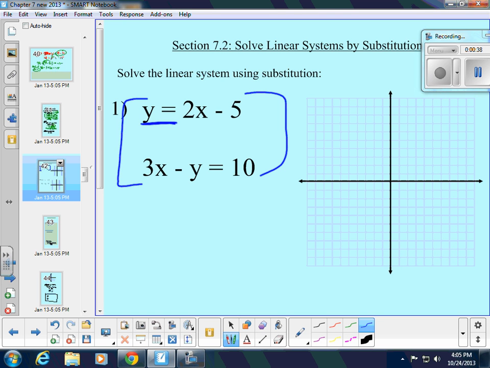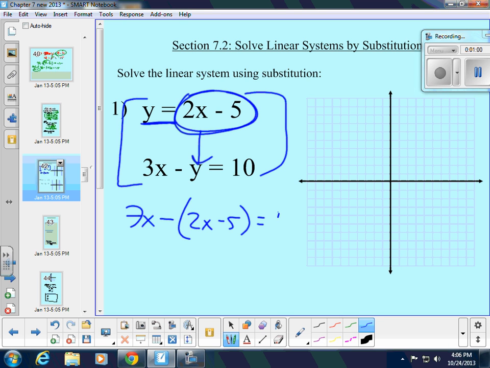It's already solved for a variable, y equals, and then this expression over here for the first equation in the system. So what I can do is I can substitute 2x minus 5 in for y into the second equation. I'm going to rewrite it and see what it looks like now. I'm going to have 3x minus, and then in parentheses, 2x minus 5.